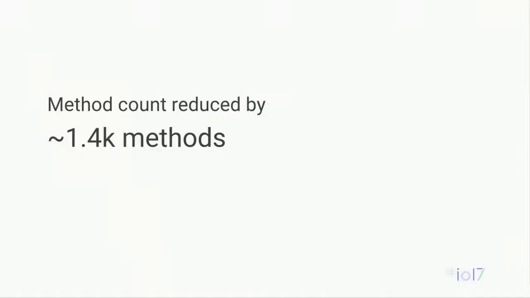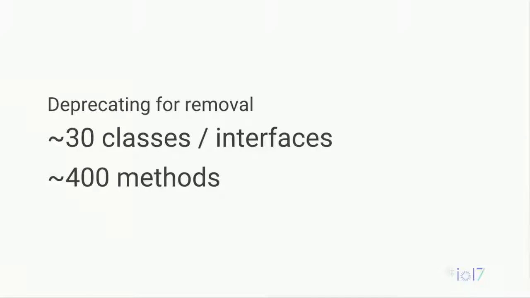All right, so some of the benefits that you're going to get from this. We've dropped over 1,400 methods. So we're a little bit backing off from the DEX limit. And we're going to be removing even more classes and methods. So just public methods and classes and interfaces. We're deprecating 30 classes, over 400 methods that are no longer necessary because they're compat wrappers for APIs that actually exist on 14 and above.